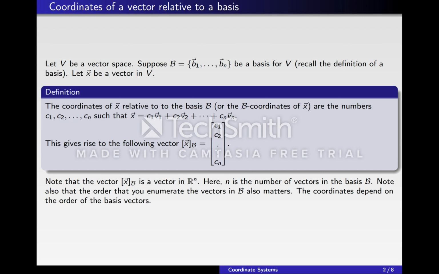The definition of the coordinates of x relative to the basis B, or the B coordinates of x, are the numbers c1, c2 through cn, such that x is c1v1 plus c2v2 plus dot dot dot cnvn. Okay, so that's the coordinates of x relative to the basis B. And so this gives rise to a vector in Rn denoted x sub B, and the vector is simply the vector c1, c2, dot dot, cn.